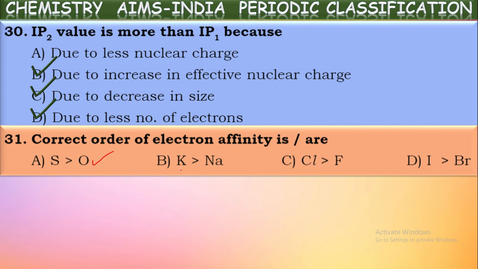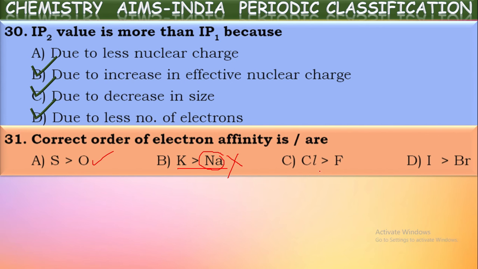This is correct. But in the case of sodium and potassium, from top to bottom, electron affinity decreases here. So the upper element, sodium, should have greater electron affinity. But they mentioned here that potassium has greater electron affinity. It is wrong.